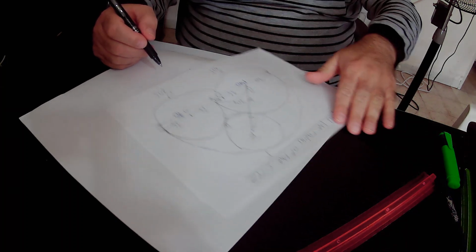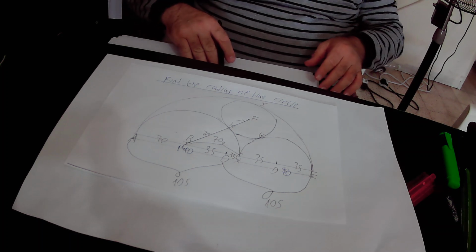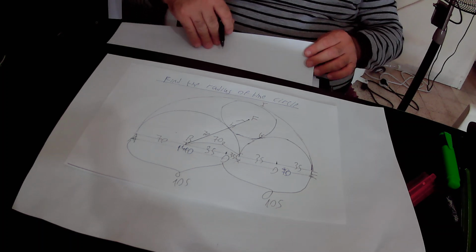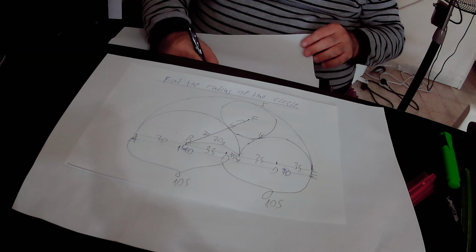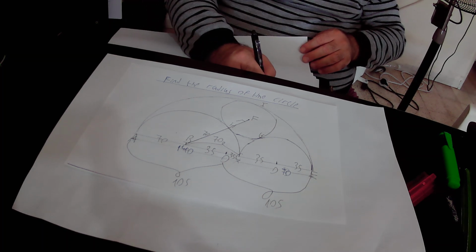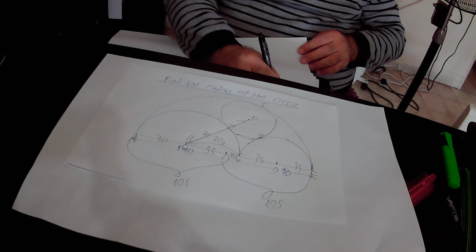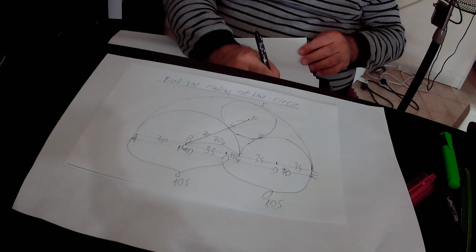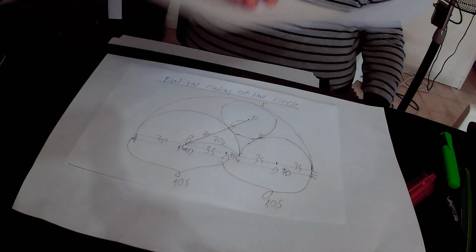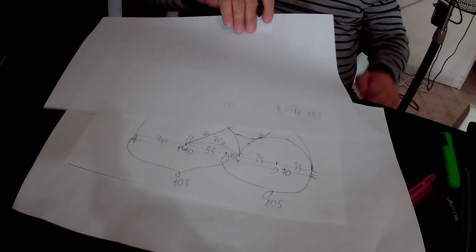So I write it down. Line segment BF equals 70 plus small r units. Repeat again, BF equals 70 plus r units.